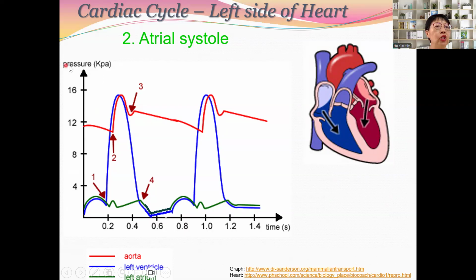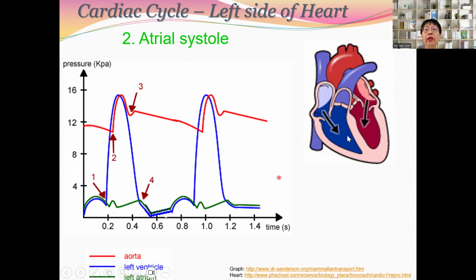The Y-axis shows the pressure in the heart chamber and also the blood vessel in kilopascal. The X-axis shows the time in seconds during the cardiac cycle. Okay. Now, what do the lines inside the graph show? The red line shows the pressure in the aorta. The blue line shows the pressure in the left ventricle. Okay. The green line shows the pressure in the left atrium.